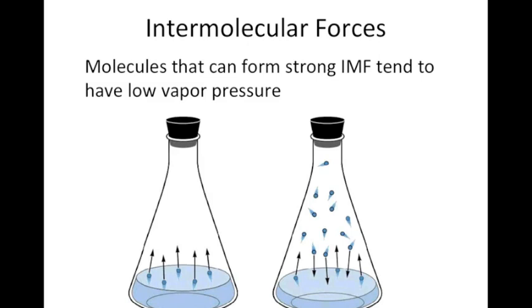So for substances that form very strong intermolecular forces, most of the molecules tend to remain in the liquid phase and not in the gas phase. So the vapor pressure would tend to be low. Molecules that form weaker intermolecular forces are much more likely to evaporate because they're not sticking together very tightly, and so they will be more likely to go into the gas phase. If you have more molecules in the gas phase, then you have a higher vapor pressure. So the relationship there is that molecules that form strong intermolecular forces tend to have lower vapor pressures.